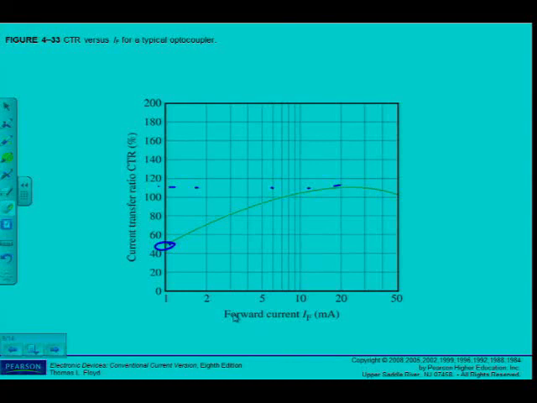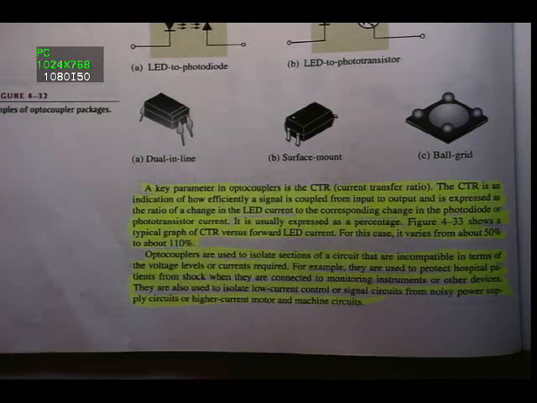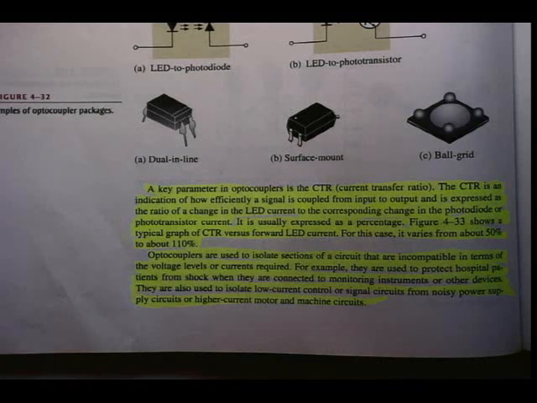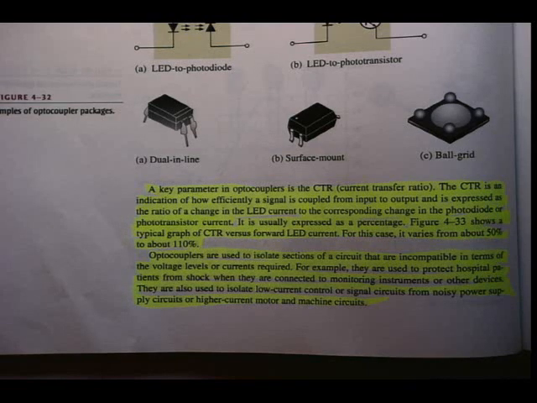Anyway, optocouplers, you can mark this last paragraph on page 188 as well, and we can read it as well. Optocouplers are used to isolate sections of a circuit that are incompatible in terms of the voltage levels or currents required, because there's no electrical connection. For example, they are used to protect hospital patients from shock when they are connected to monitoring instruments or other devices, and they are also used to isolate low current control signal circuits from noisy power supply circuits or higher current motor and machine circuits.